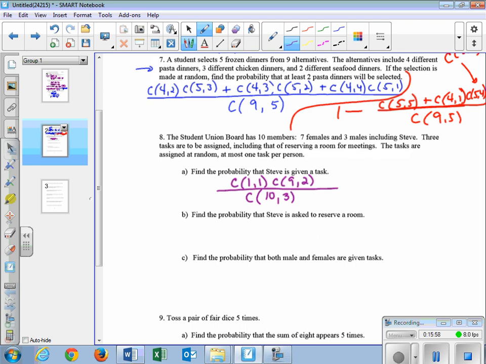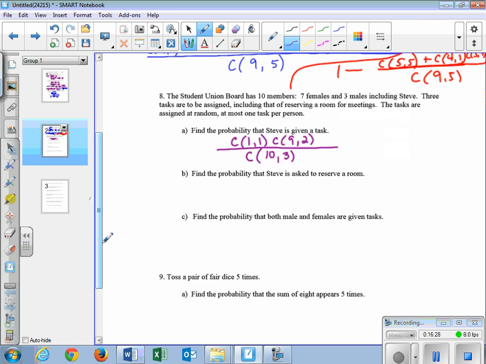Now, in part B, that's really kind of confusing. Go back and think about that again. Three tasks are to be assigned, including that of reserving a room. So Steve is given a task. We just know that he's going to be included, and the other 2 are going to be given a task, and the denominator is just, I'm going to pick 3 people to be given a task. So I'm just collecting the people that are going to be assigned the task in part A. I have not assigned the task yet.